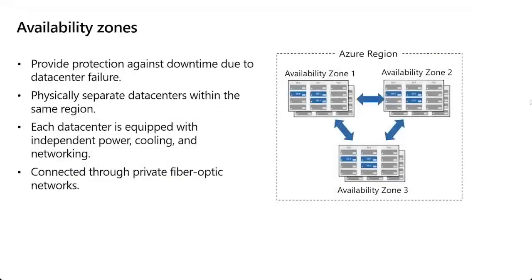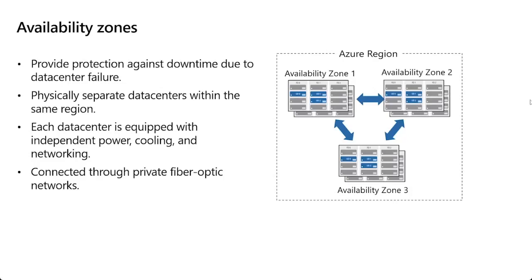And then we have availability zones. They are built to protect against downtime due to a data center failure. So when we refer back to that map, that blue dot, we are looking at an Azure region, like the diagram on the right-hand side. And inside that region, we could have multiple availability zones, up to 3 actually. These are physically separate data centers located within the same region. Each one of these data centers is equipped with its own independent power, cooling, and networking. And they're connected together with private fiber optic networks, so there's very low latency between them.